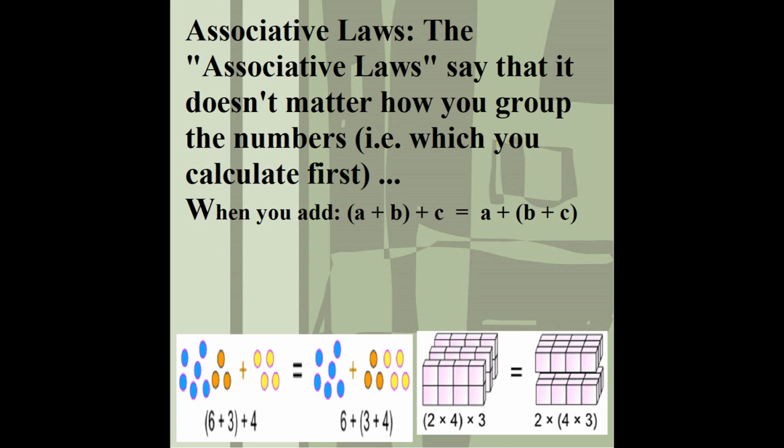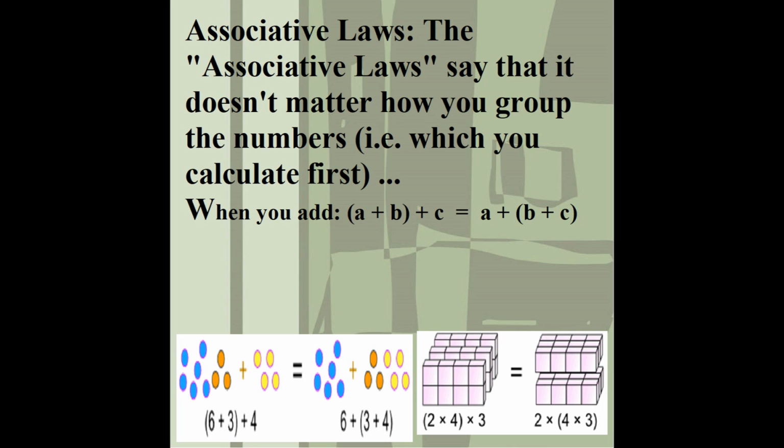The associative laws state that it doesn't matter how you group the numbers, which you calculate first. When you add (a + b) + c, it will equal a + (b + c). So if we look at (6 + 3) + 4, we switch it around, and instead of having the 6 inside the bracket, now we have the 6 outside the bracket: 6 + (3 + 4). It's the very same thing.